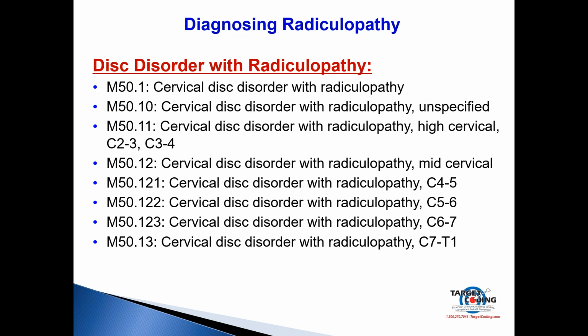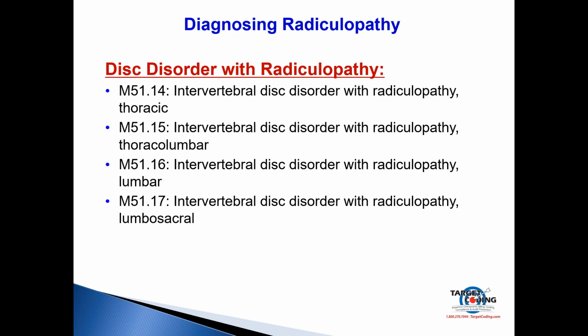So if it's going to be a cervical disc disorder with radiculopathy, at C4, C5, go with M50.121. At C5, C6, that's M50.122. Probably the most common one out of all of them, C5, C6, at least in my practice. That's where I found the most disc issues between C5 and C6. M50.123 is cervical disc disorder with radiculopathy at C6, C7. And then we have M50.13, cervical disc disorder with radiculopathy at C7, T1. That's the cervicothoracic junction.